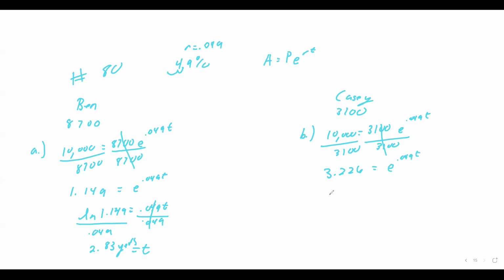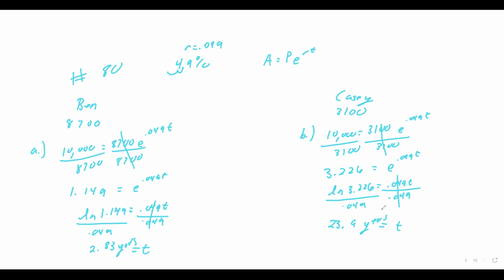0.049t. Using the log rule, this would be natural log of 3.226 equals 0.049t, then divide by 0.049. And so now, again, I'm just going to type it into the calculator. 3.226. It's going to take her 23.9 years to reach 10,000.